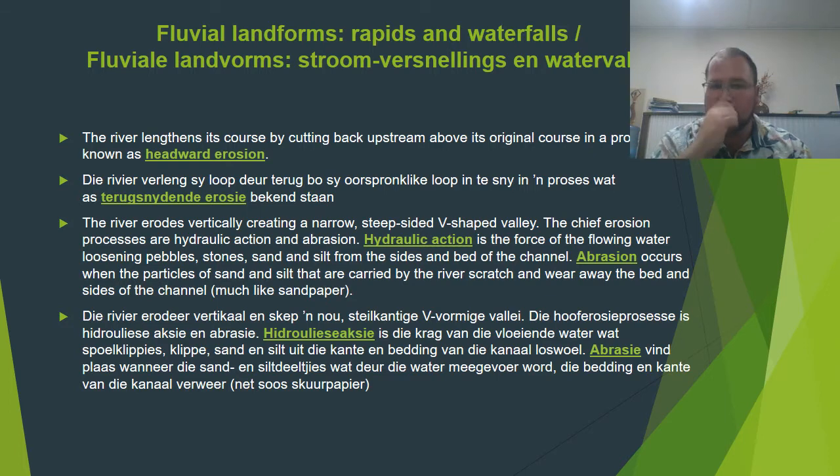Then the river erodes vertically, creating a narrow, steep-sided V-valley. This is now on our upper course. The chief erosion processes are hydraulic action and abrasion. What is hydraulic action? It is the force of the flowing water loosening pebbles, stones, and silt from the sides and the bed of the channel, causing it to erode quicker. It's fast water, flowing very fast.